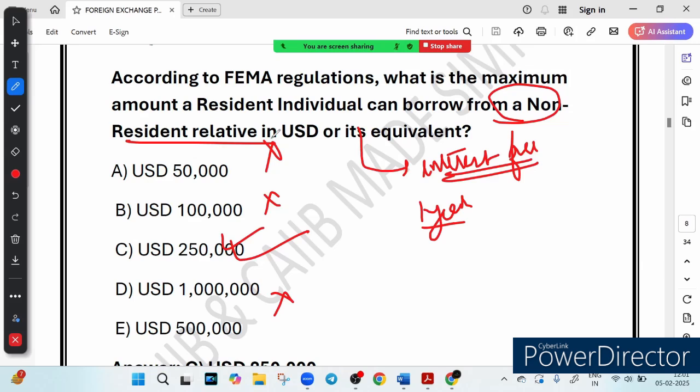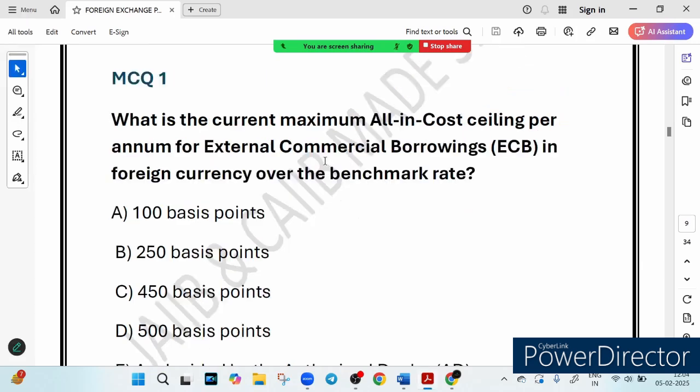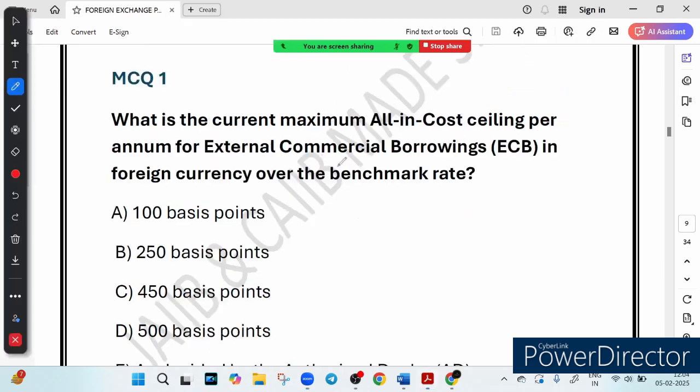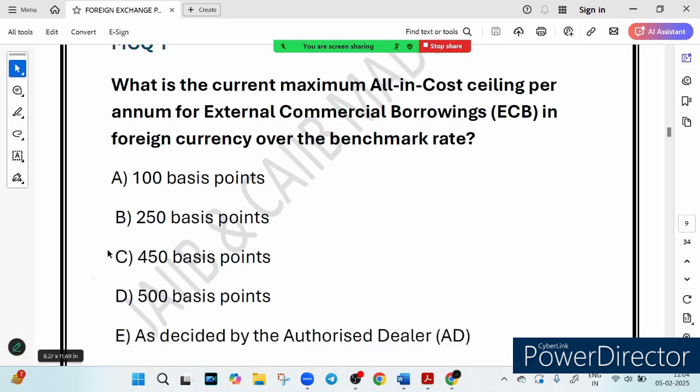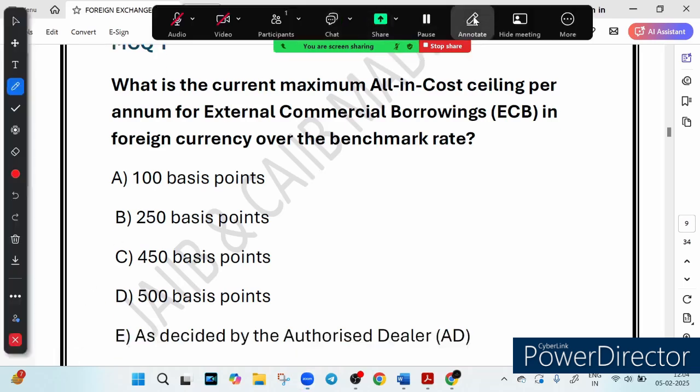An amount higher than USD 2.5 lakh. The question says: what is the current maximum all-in cost ceiling per annum for ECB in foreign currency over the benchmark rate? Option A says 100 basis points, B 250 basis points, C 450 basis points, D 500 basis points. And option E says as decided by the authorized dealer, that is AD. So friends, let's answer this particular question.